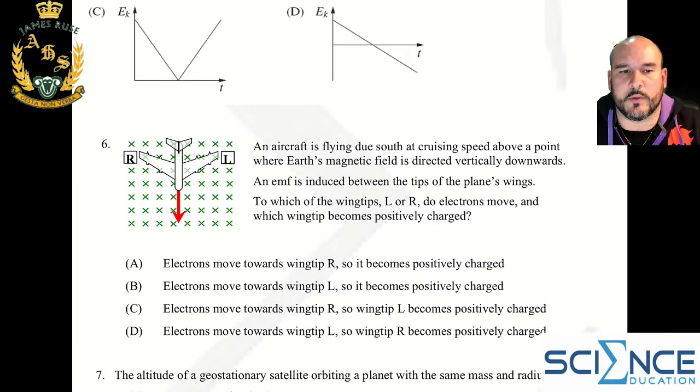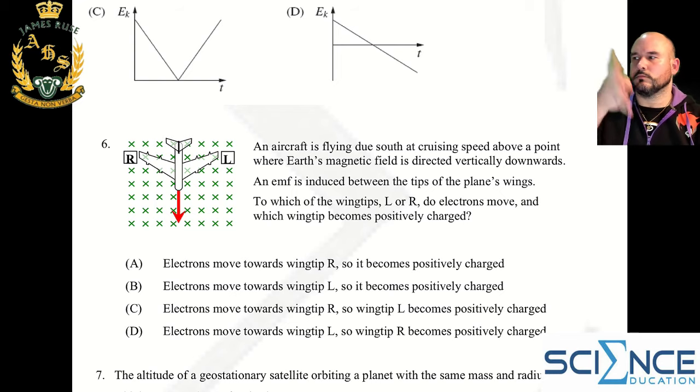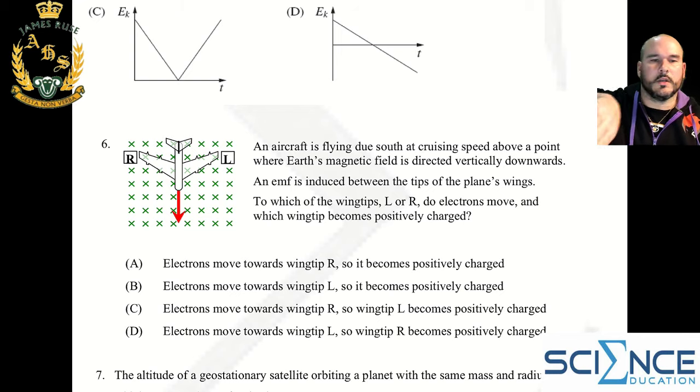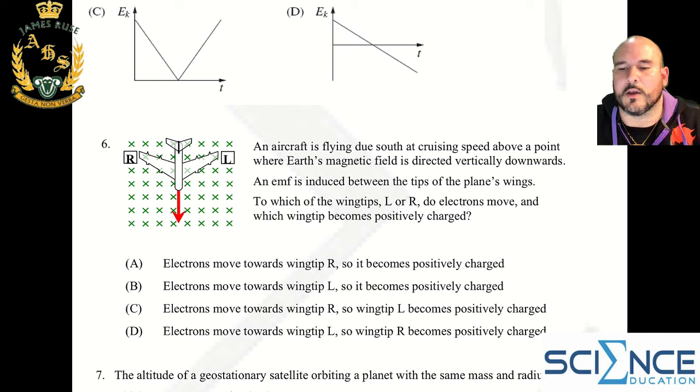So question 6, what we have here is the aeroplane going down, a magnetic field directed into the page. If you use your right hand palm rule, with fingers into the page and our thumb going down the page, the back of my hand should be experiencing a force towards R. Sorry for the mirror imaging. And therefore all of the electrons should go towards R, making R negative, thereby making L positive. So our answer for this one should be C. Electrons move towards wingtip R, so wingtip L becomes positively charged.